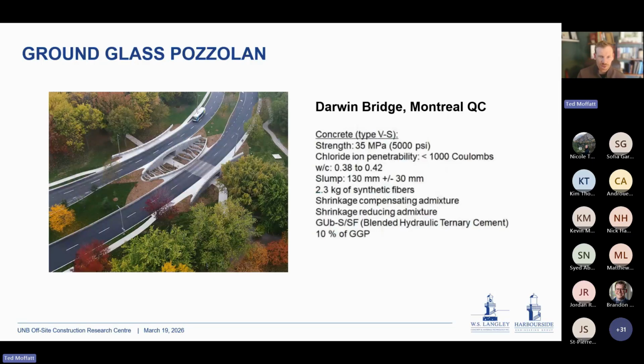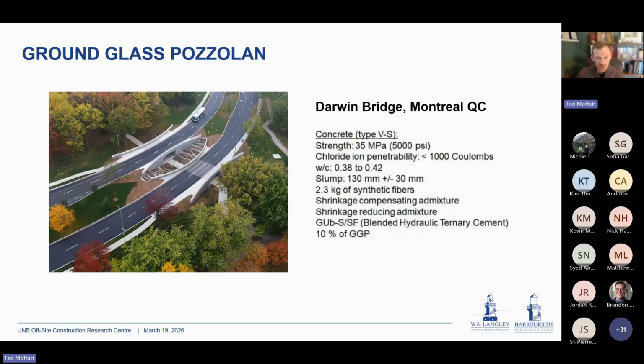If you're familiar with mix design parameters, the water cementing ratio is fairly low, with a typical slump. In this case, they used a blended silica fume and slag cement and replaced 10% of that with glass. So that's just an introduction of common materials that are typically used in mixes.